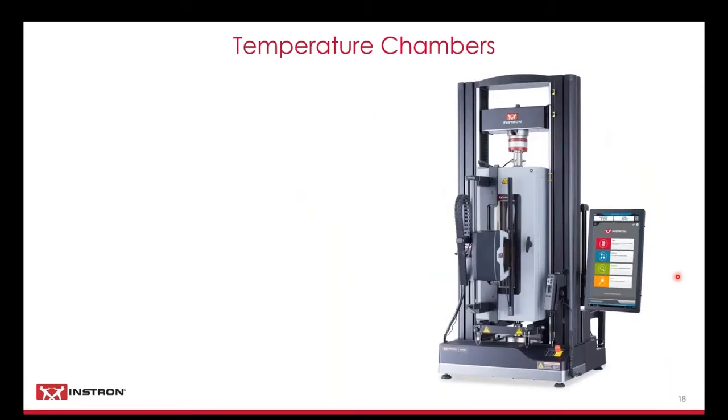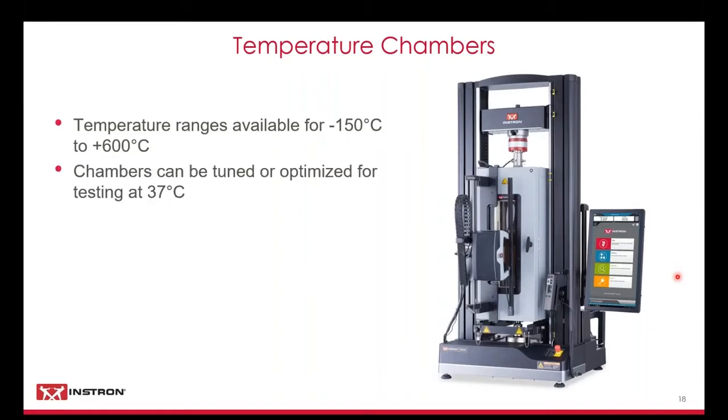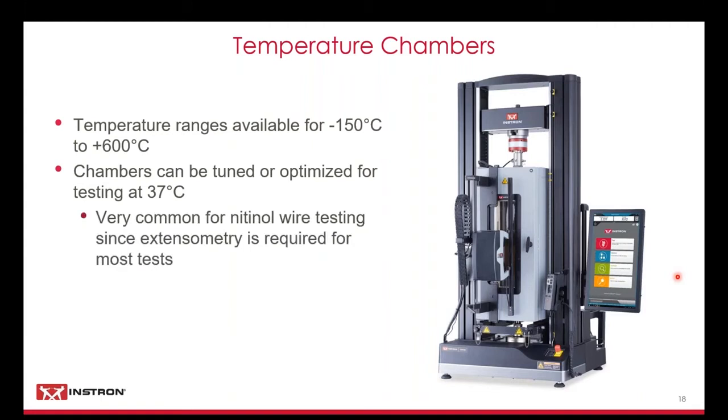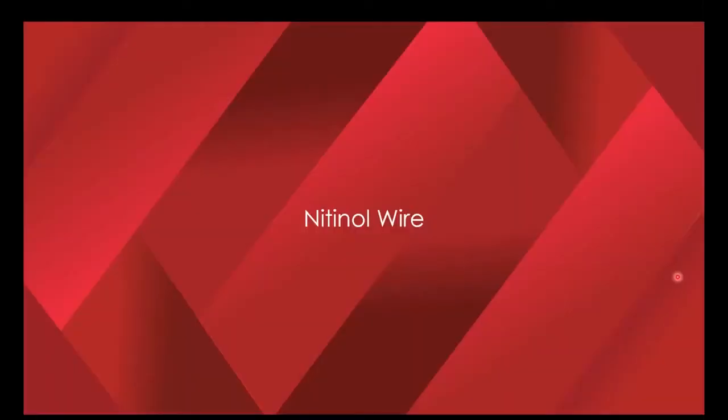And if you need to go to higher temperatures or even much lower temperatures, we have temperature chambers. This image shows the video extensometer mounted on the face, looking through the optical quality glass. We have temperature ranges from -150 Celsius up to 600 degrees Celsius. Of course, our chambers can be tuned or optimized for 37 degrees Celsius if you only need body temperature. And they're very commonly used with nitinol wire testing, since extensometry is required for most of the nitinol tests. Which does bring us to nitinol.